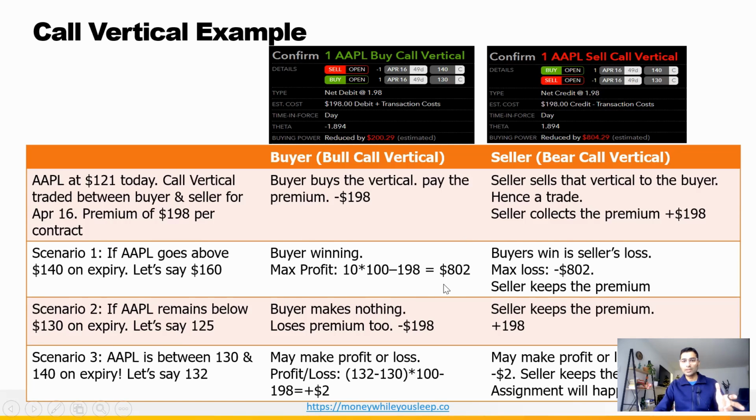So if 802 is the profit being made by the buyer, hence the seller is going to lose that particular amount of money. In scenario 2, let's say Apple remains below $130 on expiry. Let's say it remains at $125.